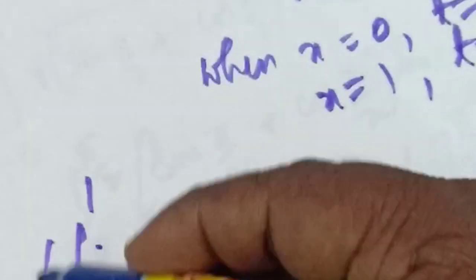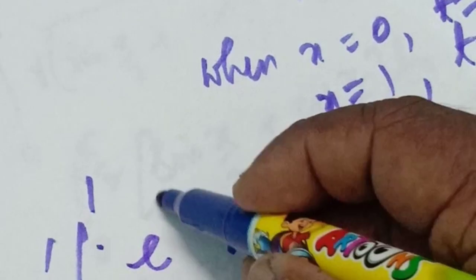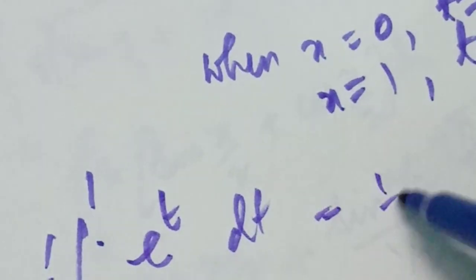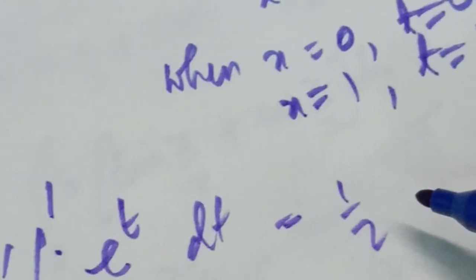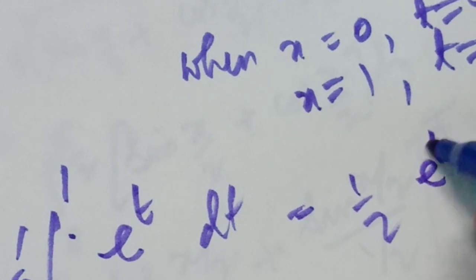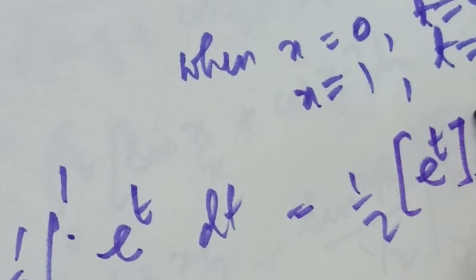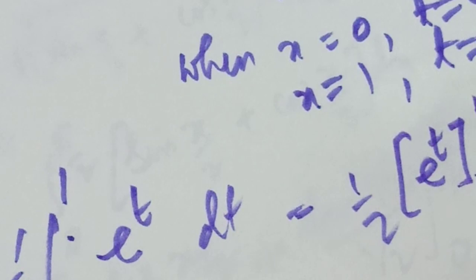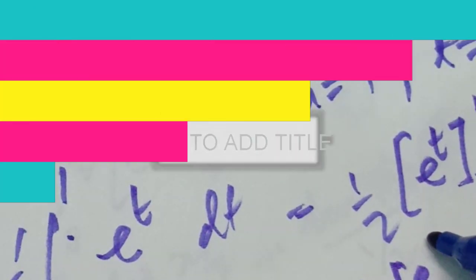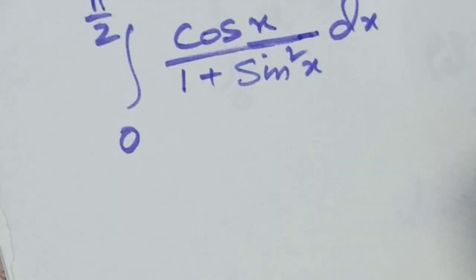So from 0 to 1, x dx is half dt, and in place of e to the power x square we write e to the power t. So we get 1 by 2. Integration of e to the power t is e to the power t, from 0 to 1, or half of e to the power 1 minus e to the power 0.